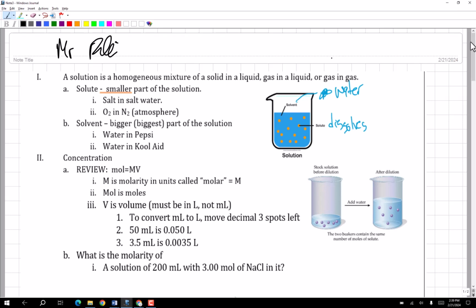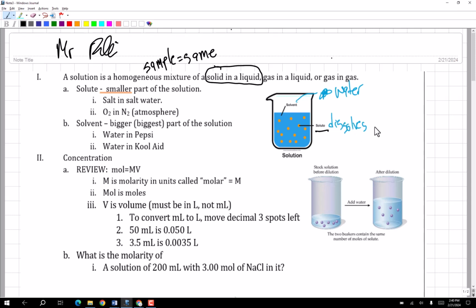A solution is a homogeneous mixture. Remember, that means every sample is the same. It can be a solid and a liquid, a gas and a liquid, or a gas and a gas. Most often we're going to talk about a solid and a liquid. So I throw some salt in water.